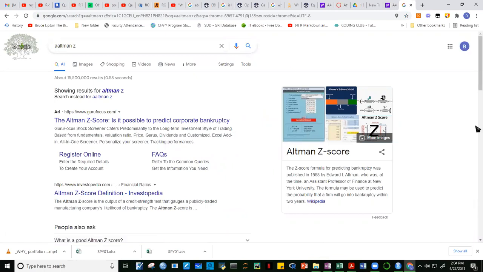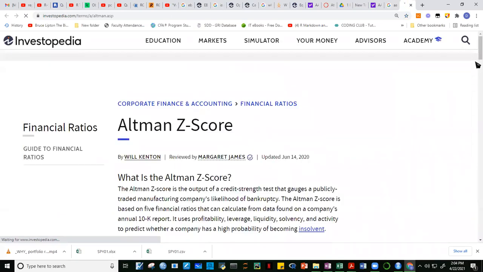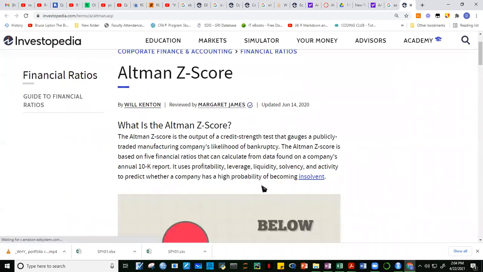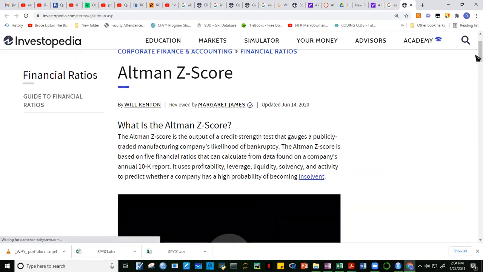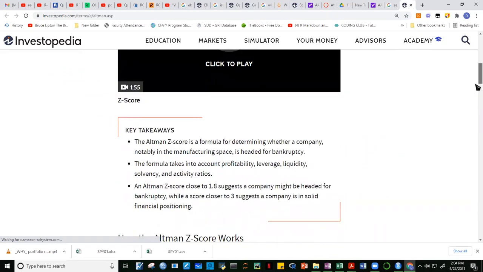Okay. Let's choose Investopedia. It's a good source. Okay, so you can read on this, guys. It's based on 5 financial ratios. And then here we can compute for the probability of becoming insolvent. Insolvent means the company can be dissolved, no?